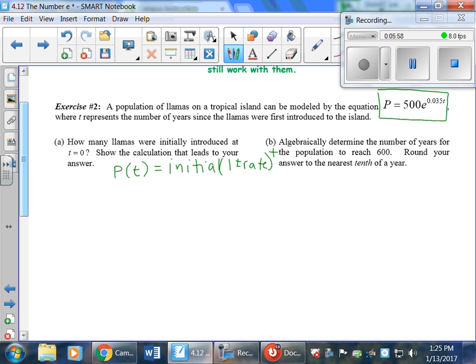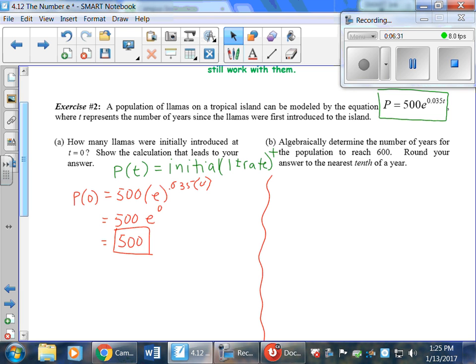But if they want you to show the calculation, then we're going to say P of 0 is equal to 500 times e to the 0.035 times 0. So we know that you're going to get 500 times e to the 0 power. Then we know any number raised to the 0 power is equal to 1. So 500 times 1 is 500. So there's our initial value.